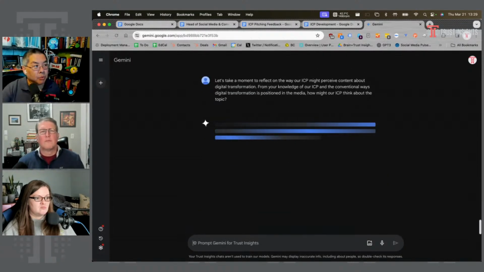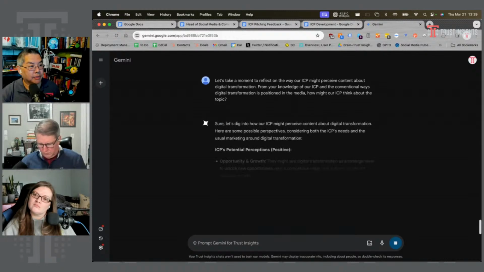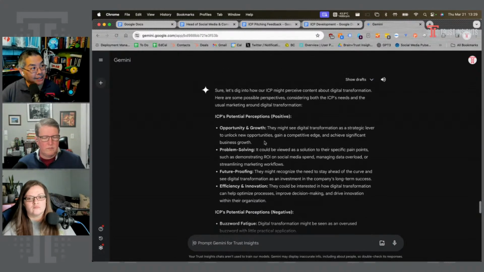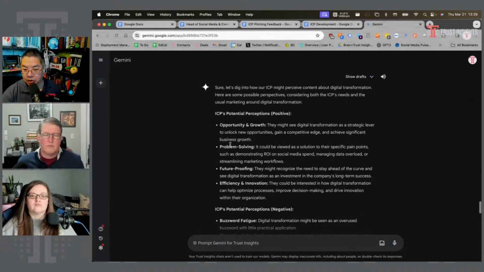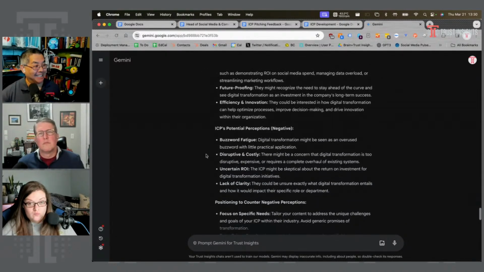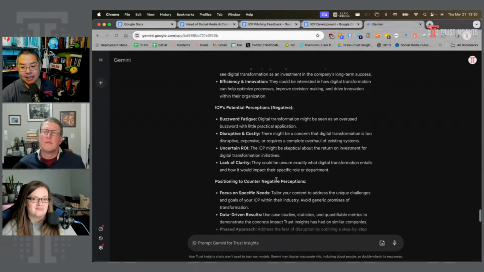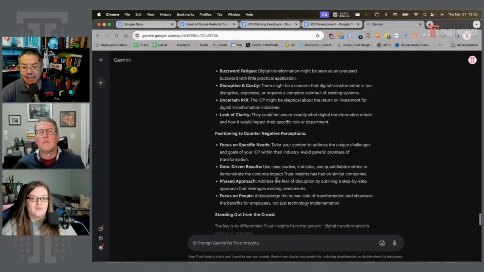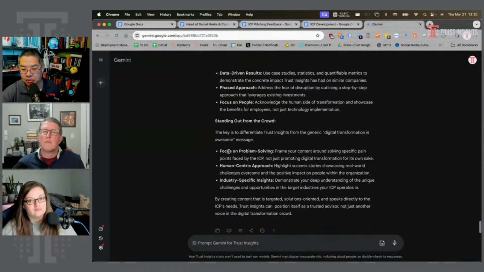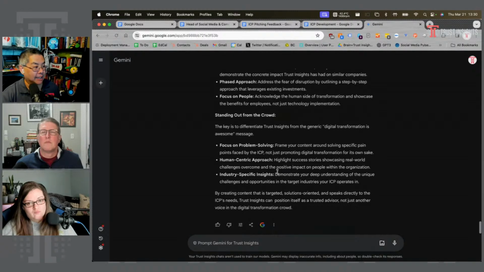So now we're going to narrow down on one particular avenue, but again, using that ICP and what we've already documented for their pain points and things, this is what they would likely think about the topic. Positives: opportunity and growth, problem solving, future proof, efficiency and innovation. Potential negative perceptions: buzzword fatigue, disruptive and costly, uncertain ROI, lack of clarity. Positioning to counter those negatives: focus on specific needs, data-driven results, phased approaches, focus on people, acknowledging the human side of transformation, focus on problem solving, a human-centric approach, and industry-specific insights.